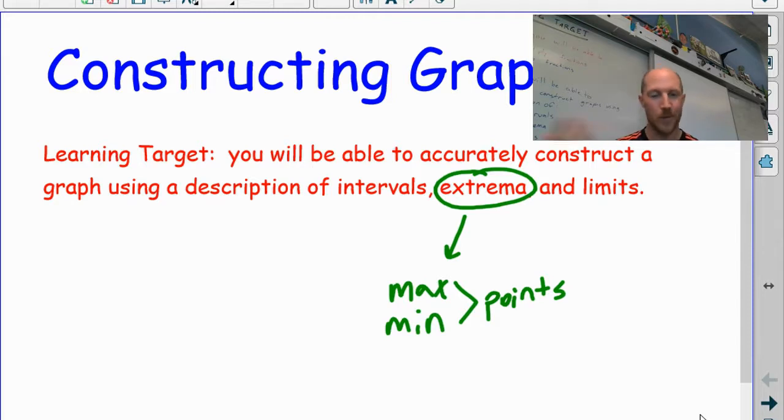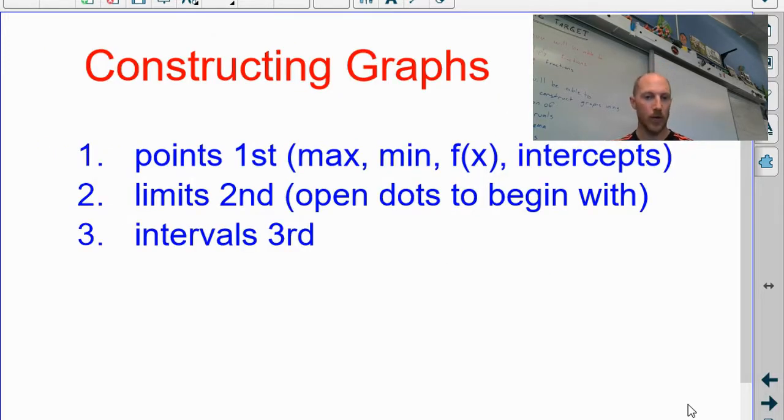So our learning target basically says the same as what I just said. You will be able to accurately construct a graph using a description, which is composed of one or all of the following: intervals, extrema, and limits. Extrema is the single word that encompasses both maximum points and minimum points, absolute or local, just all wrapped up into one word.